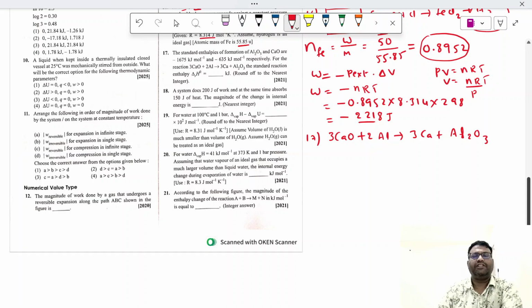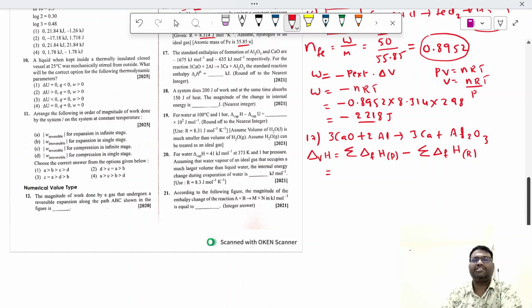Enthalpies are given. When enthalpies are given and enthalpy of reaction is asked, the standard enthalpy of reaction is equal to the sum of the enthalpies of formation of products minus the sum of the enthalpies of formation of reactants. Okay, so that is equal to, product calcium is given. So the enthalpy of formation of an element in its standard state is taken as 0.